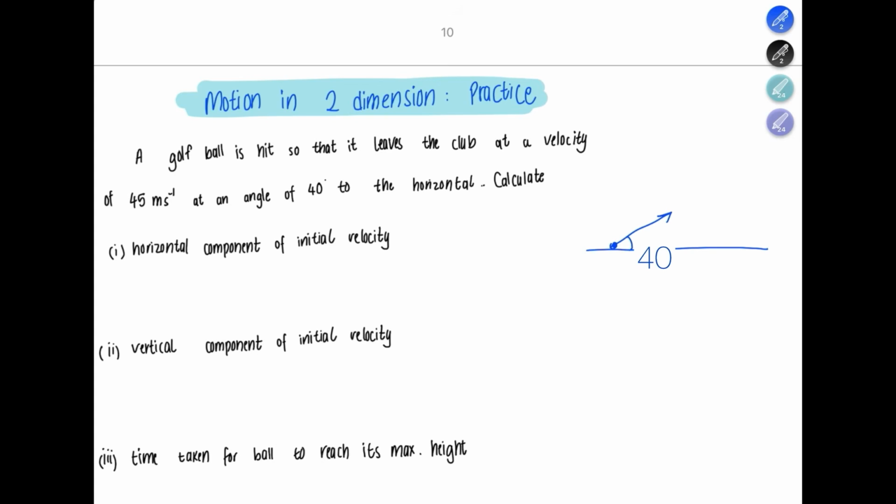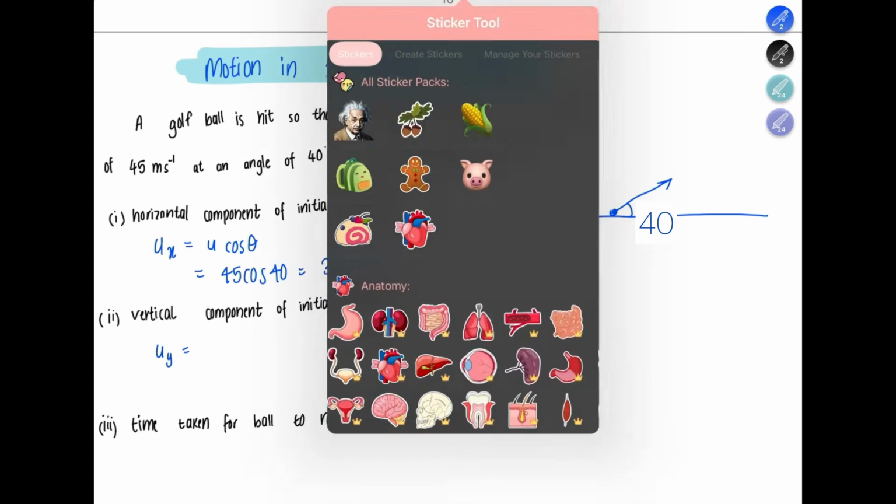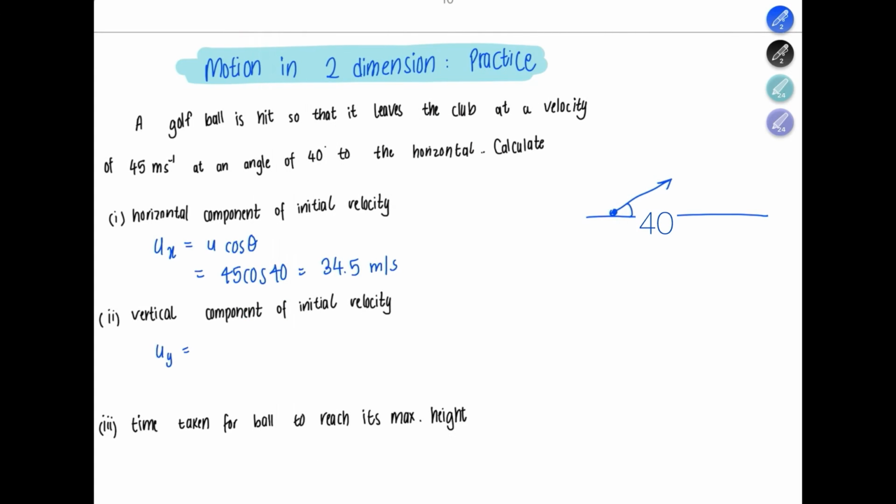Okay, so horizontal component is this direction. Remember, if you have the angle theta between what you want and your velocity, or any vector, it could even be force. You will see that in future or upcoming chapters. It's going to be any vector quantity. Ux equals u cosine theta. U is 45, cosine 40, and this is going to be 34.5 meters per second. The vertical component, which is the velocity in the vertical direction.